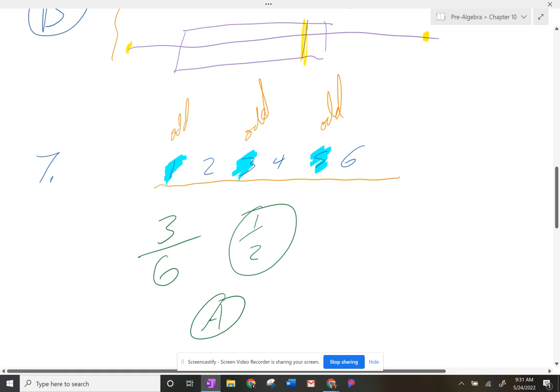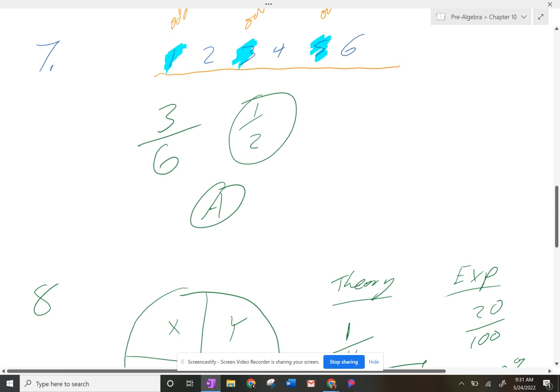So I've got 3 total odd numbers, but my bottom number is going to be the total amount of possibilities. There's a total of 6 possibilities. So my fraction should have been written as 3 out of 6, which simplifies down to 1 over 2. The one that has 1/2 as my option is going to be letter A. On to number 8.